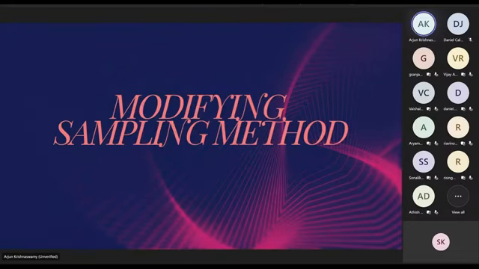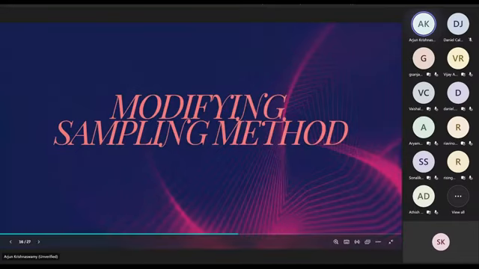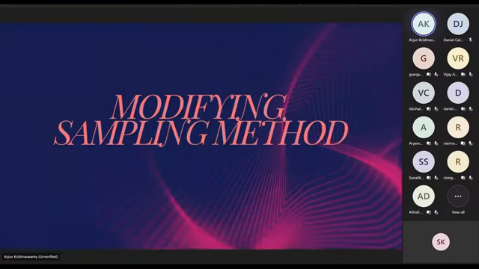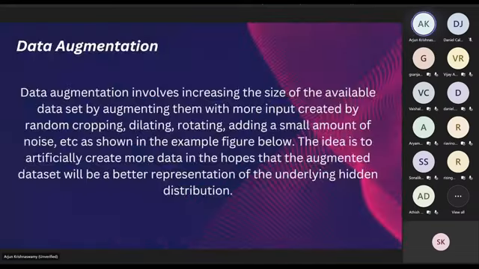So modifying the sampling method is getting the best out of our limited data, the way we use our data to decrease overfitting and get our best accuracy. The first method is called data augmentation. Data augmentation is usually used in image classification and CNNs. You will learn CNNs later. They're called convolutional neural networks.